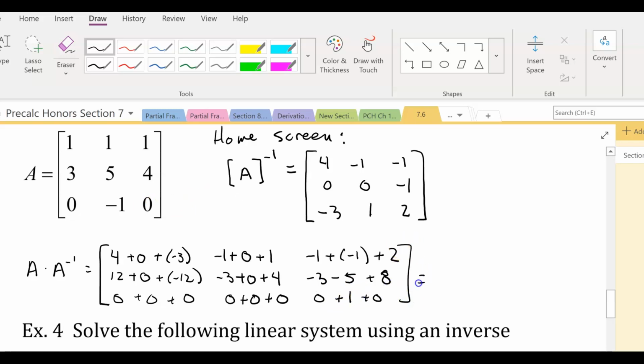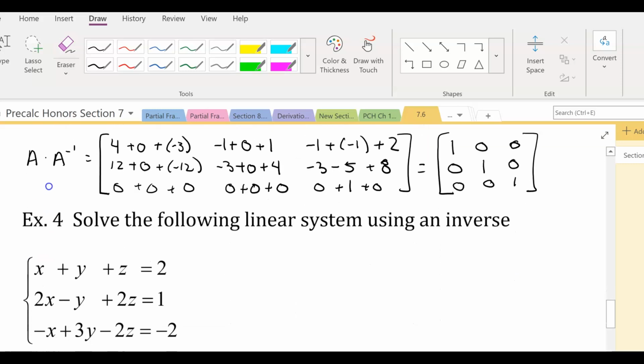So let's go ahead and simplify. We've got 1, 0. Negative 1 plus negative 1 is negative 2 plus 2 is 0. And then 0, 1. That's negative 8 plus 8 is 0. And then a 0, 0, and a 1. So we in fact checked that this is the inverse of A, because when we multiplied them, we got the identity matrix.